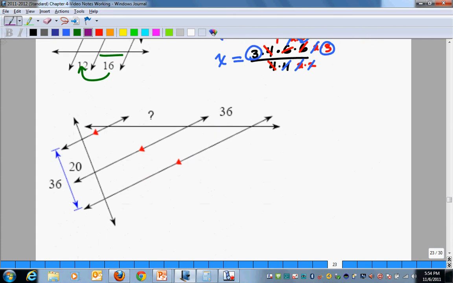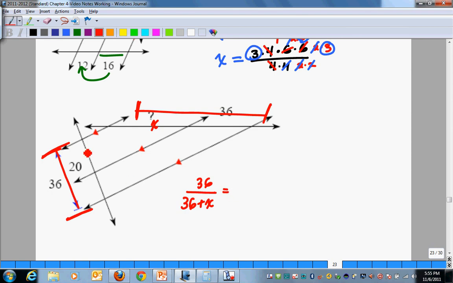Now be very careful with this. We have here 36. 36 is the whole proportion, so our mirrored image has to be the whole thing as well. We're going to call this x. So we can go 36 over this whole side over here, which is going to be 36 plus x, equals 20 over x. We went left to right.